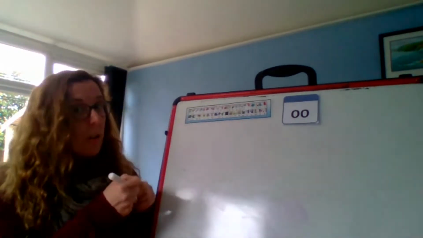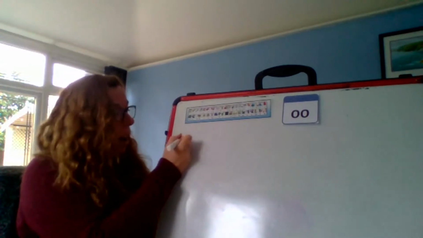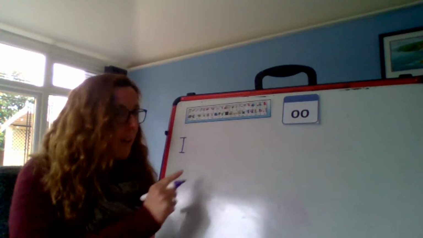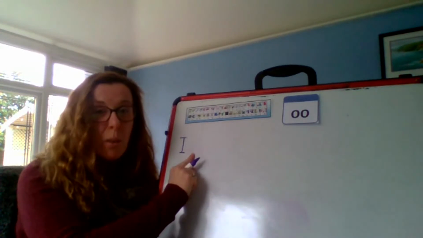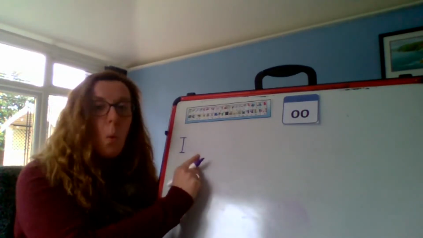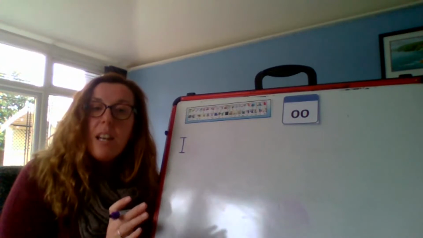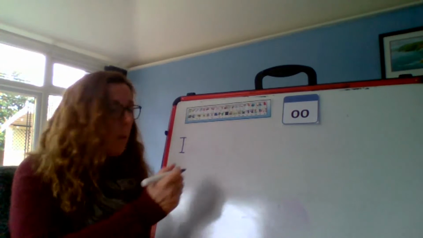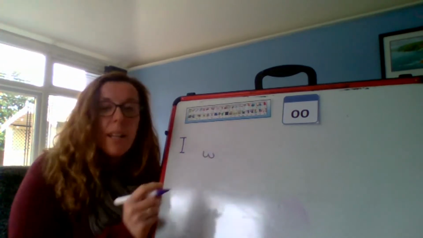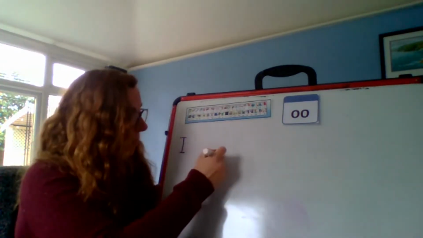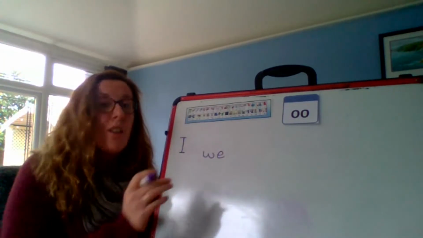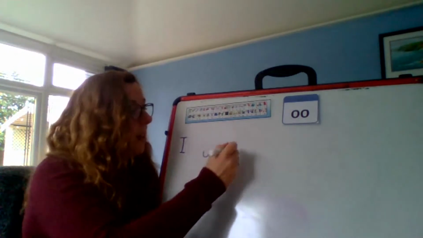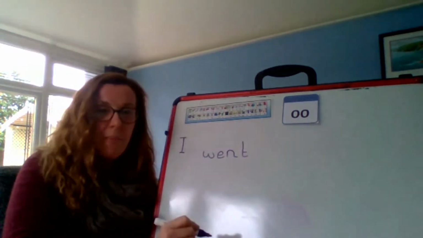So, the tricky word, I, you'll remember it. I. And what do I need to include now? I need to include a finger space, don't I, children? Because we don't want all our words to get jumbled up. So, I went. W-ent. What's the first sound? It's a w. Well done, children. So, went. W. What's next? And what's that final phoneme? T. Well done. I went.